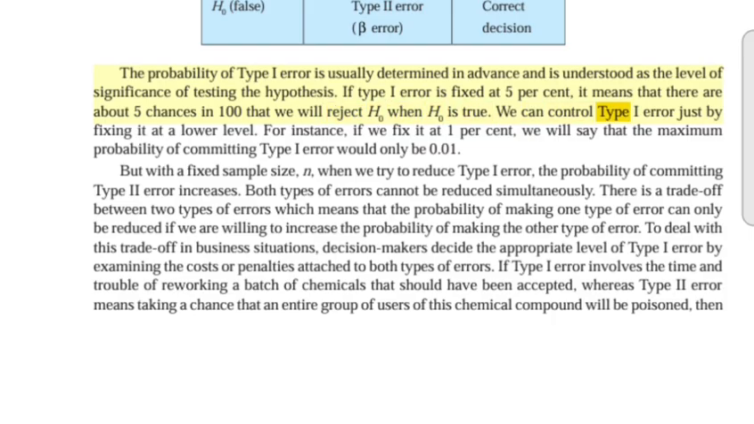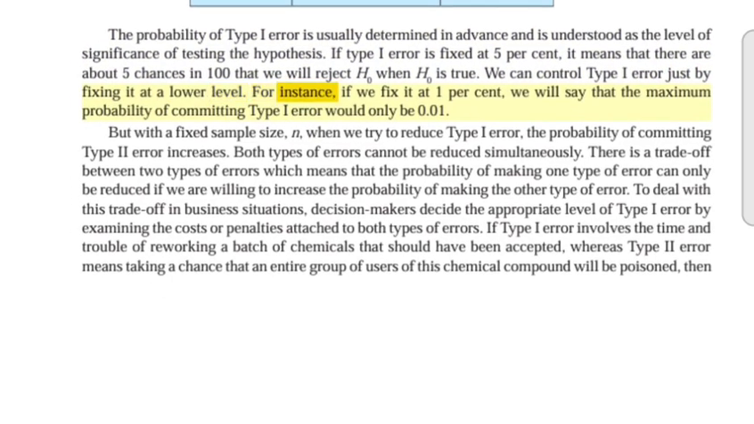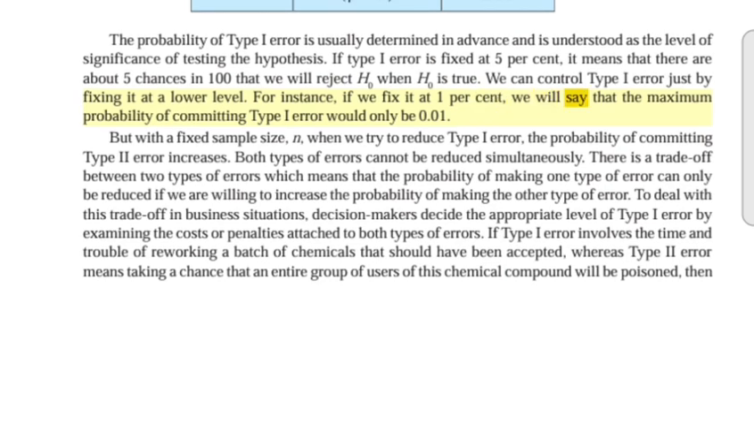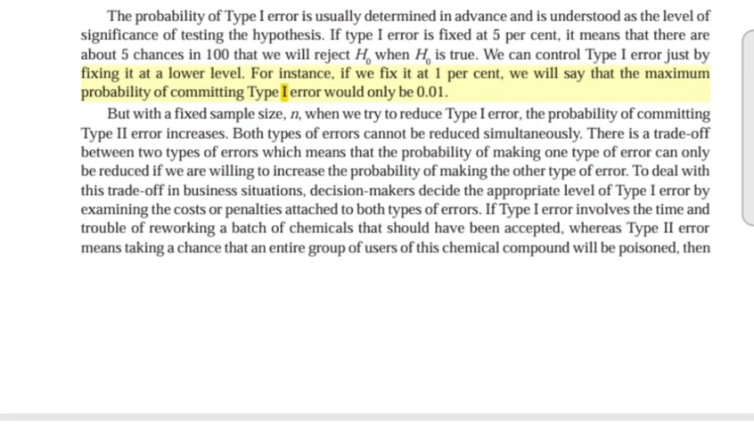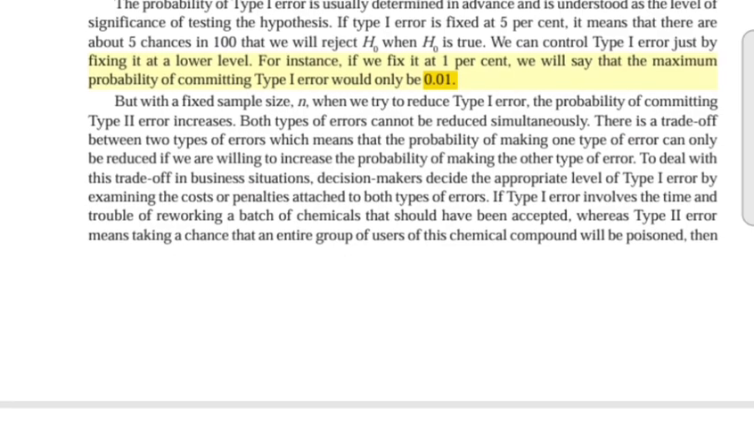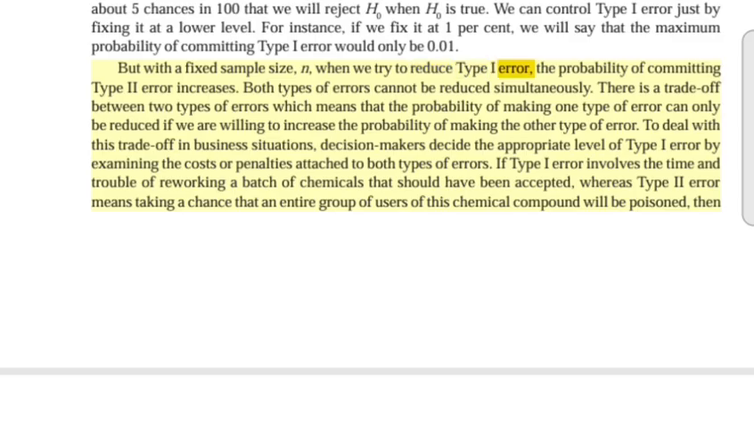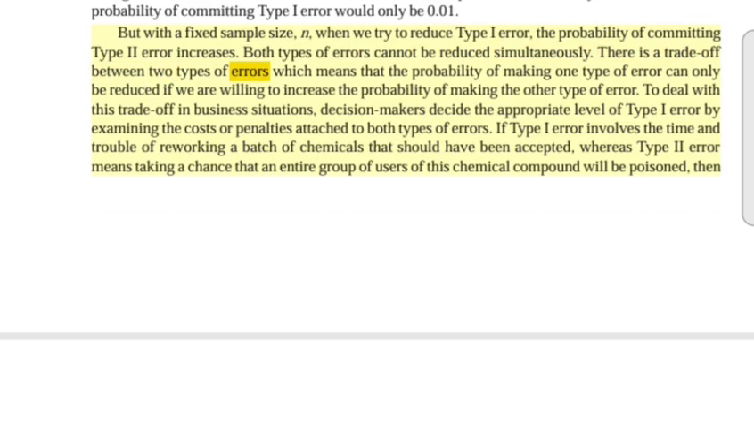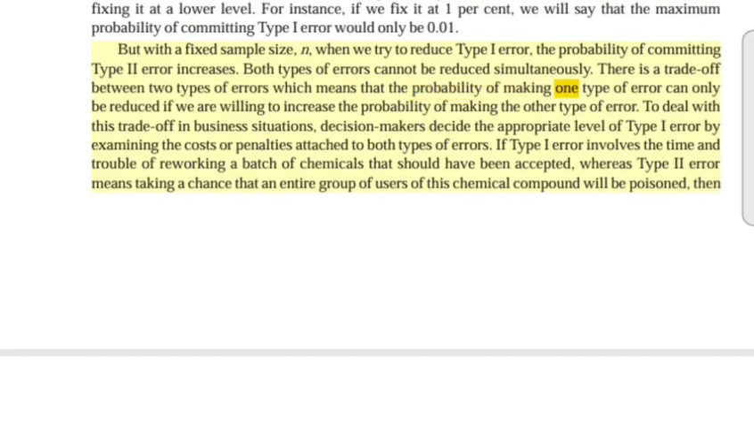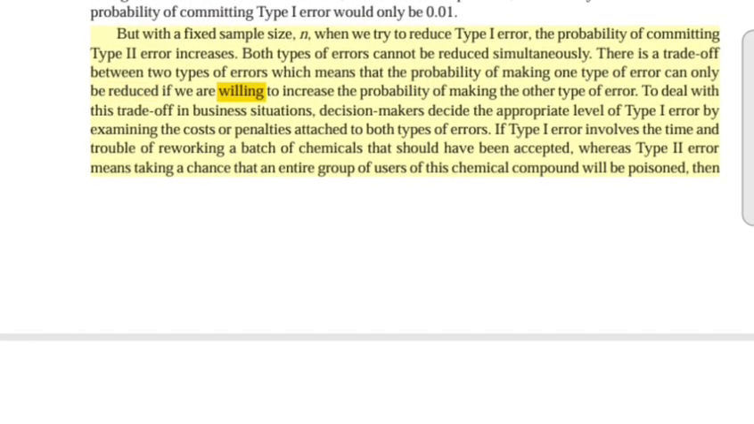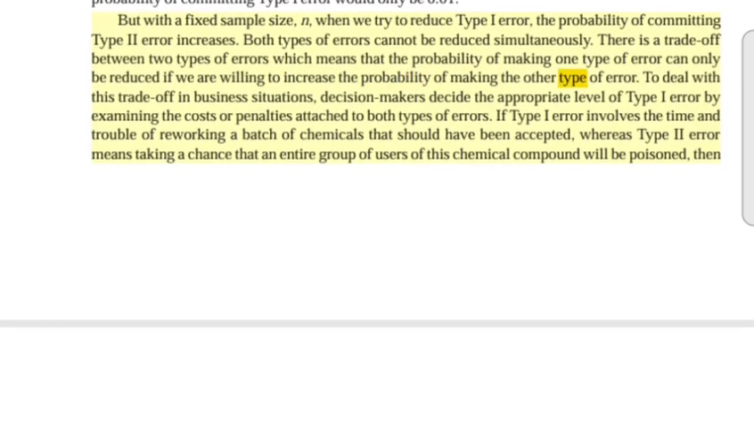We can control Type 1 error just by fixing it at a lower level. For instance, if we fix it at 1%, we will say that the maximum probability of committing Type 1 error would only be 0.01. But with a fixed sample size, n, when we try to reduce Type 1 error, the probability of committing Type 2 error increases. Both types of errors cannot be reduced simultaneously. There is a trade-off between the two types of errors, which means that the probability of making one type of error can only be reduced if we are willing to increase the probability of making the other type of error.